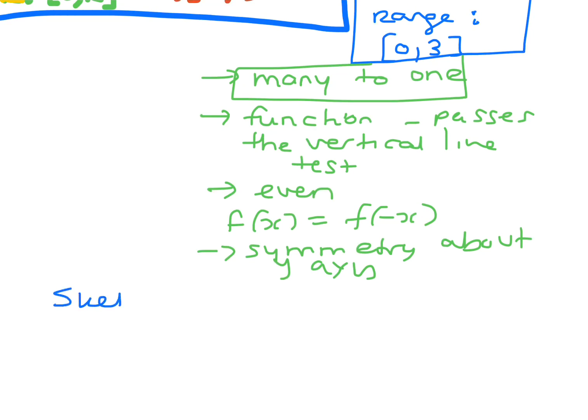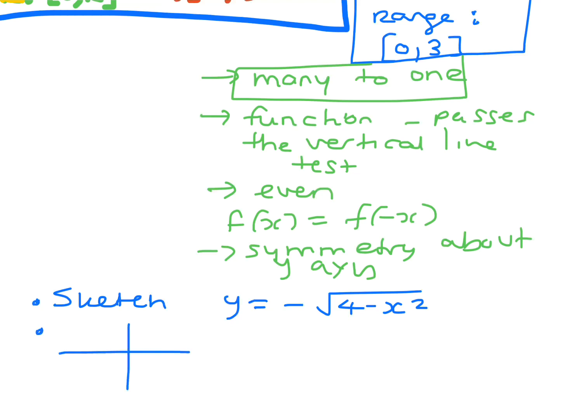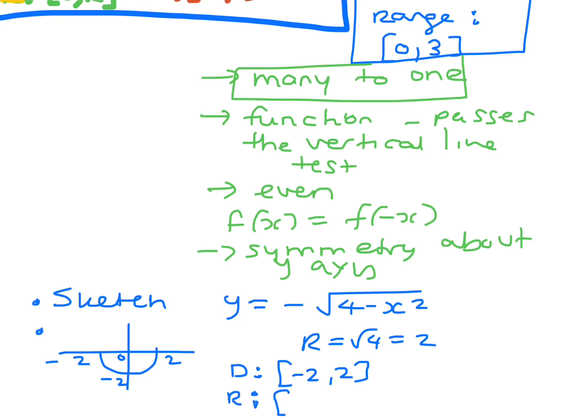Okay, so let's just sketch y equals minus the square root of 4 minus x squared. And so if you look at that, that's going to be below. The radius would be the square root of 4, which is 2. Okay, the domain would be minus 2 to 2. And the range would be minus 2 to 0, because it goes from the bottom one and up. Okay, that's about it.